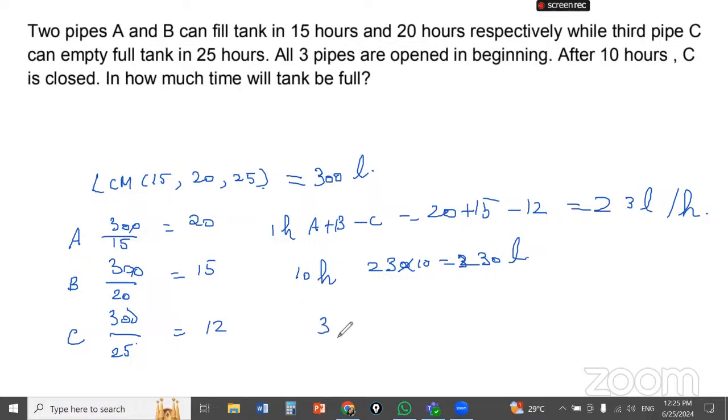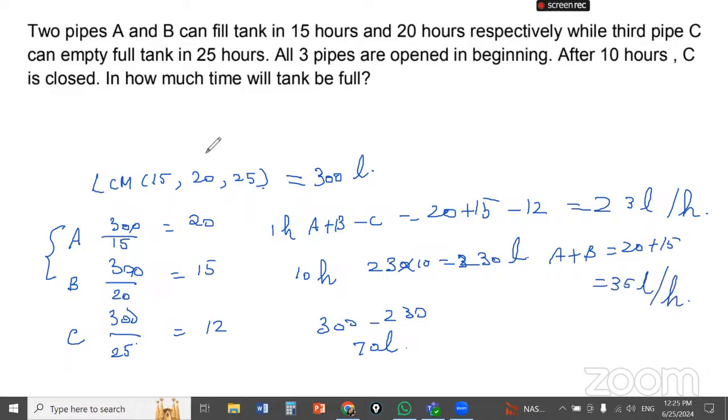So the tank capacity is 300. 300 minus 230, we get 70 liters. This remaining 70 liters has to be filled by A and B together. A plus B together is 20 plus 15, that is 35 liters per hour. In 1 hour they fill 35, so 70 liters means 2 hours.